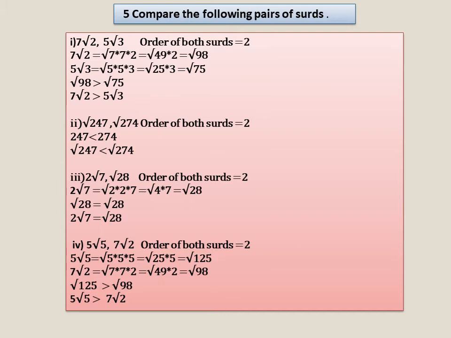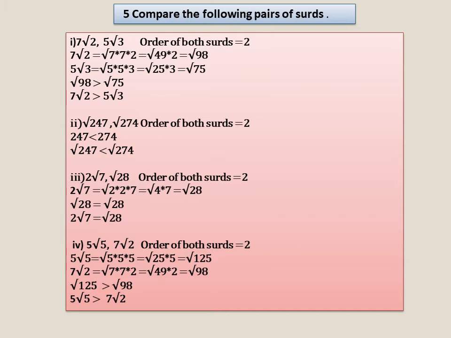Then square root of 98 is whose answer? 7 root 2. Is greater than square root of 75, whose answer is 5 root 3. Then 7 root 2 is greater than 5 root 3. By the same method, we are solving each sum.